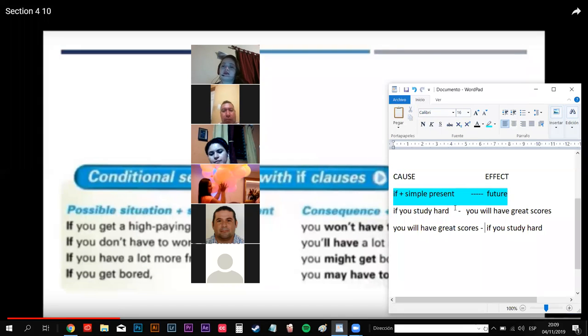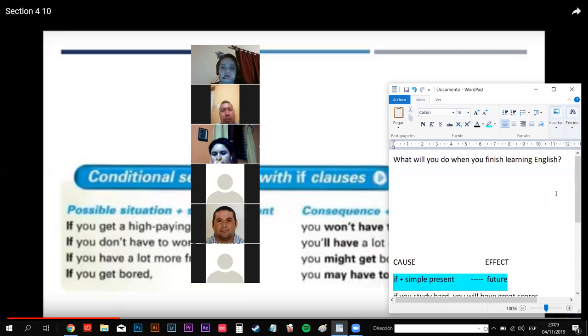Do you use a comma or not? Here you're going to use the comma: study hard, comma, you will have results. And here you don't use the comma. But yes, you can change the order, right? But you can never use if with future, for example. All right, so these go together. That's the point. Now let's make an example using might.